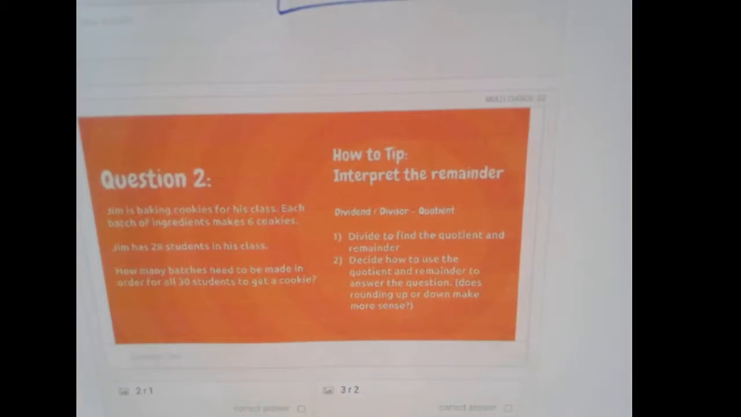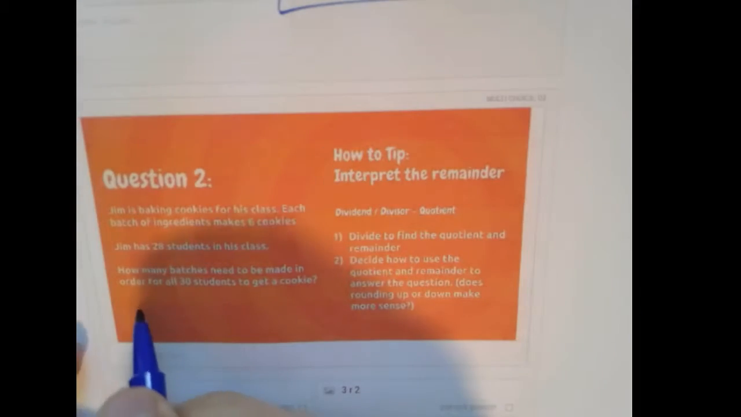Okay, next one. Jim is baking cookies for his class. Each batch of ingredients makes 6 cookies. Jim has 28 students in his class, so how many batches is he going to need to make in order for all 30 students to get a cookie? Okay, so let's try the same thing again if you like.